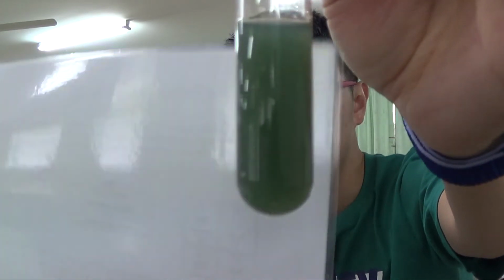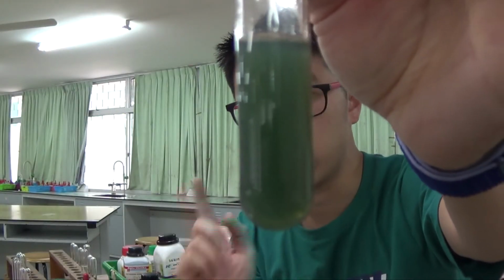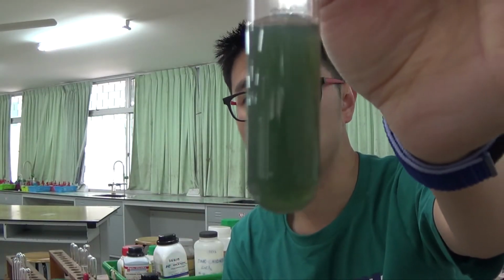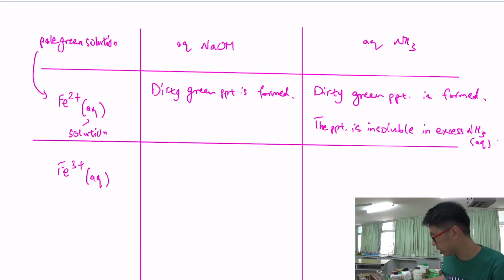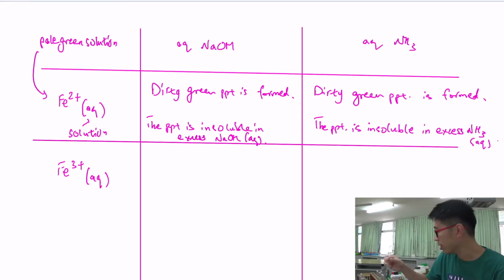You cannot see through this. It looks like it's dissolving, but it is not. It is not a solution because you cannot see through it. So what we say is the precipitate is insoluble in excess NaOH aqueous. Alright, so that was the test with iron(II).